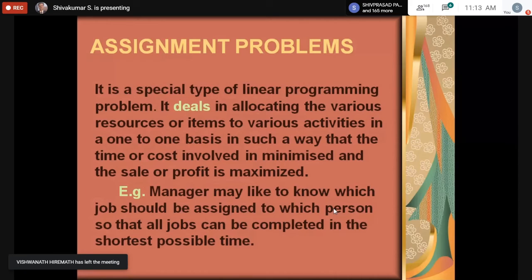For example, a manager may like to know which job should be assigned to which person so that all jobs can be completed in the shortest possible time. So, the example of a job assigned to a person; normally even in textbooks we are trying to assign jobs on machines. It can be anything: job on machines, job on worker, or a person on machine, anything possible. So it's about the assignment problem.